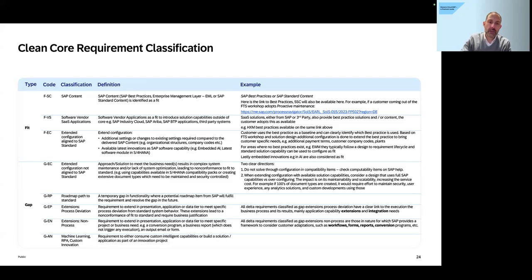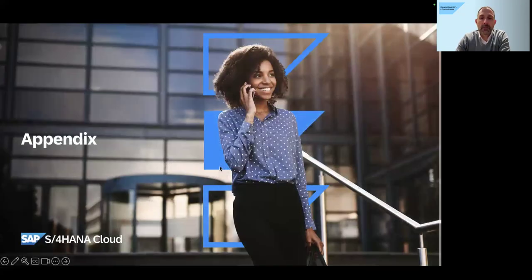And you can see, for example, we have the gaps in the process deviation that I mentioned a few times already, which are the ones where, if you have a requirement to extend in presentation, application, or data to meet a specific process deviation from a standard system behavior, the one that I basically would show as a functional consultant in an S/4HANA system, then this extension might lead to a non-conformance. And then we have all the delta requirements that are violating the clean extension integration guidelines. These are the ones that we want to tag in there. That's what I prepared for today.